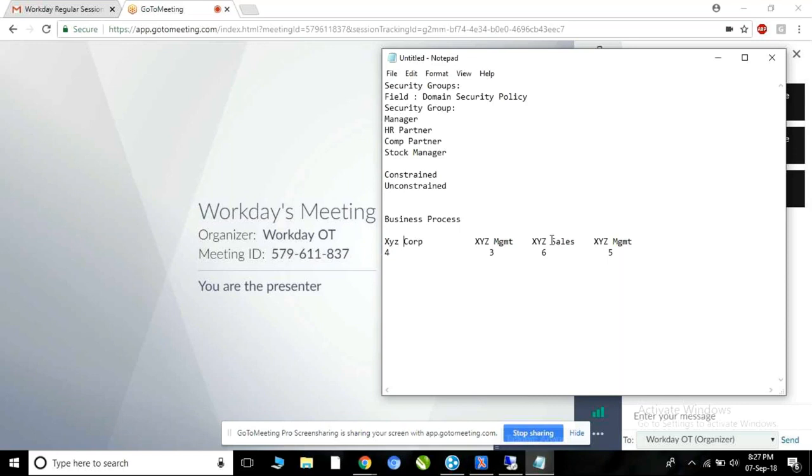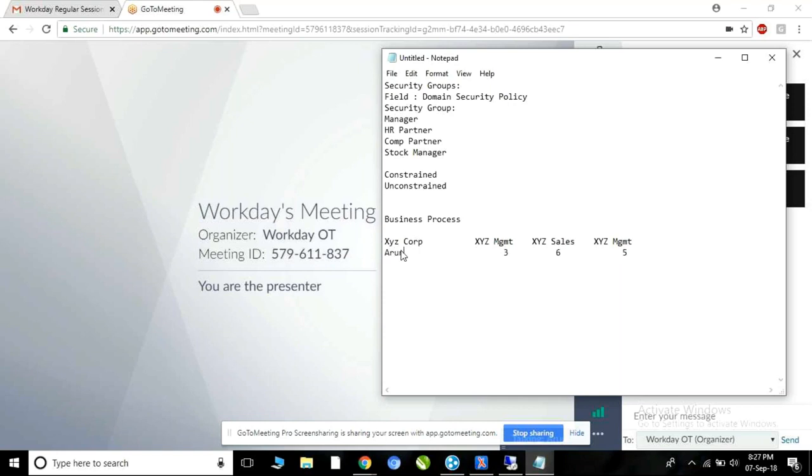That means a constrained security group can be only one employee in a particular supervisory hierarchy, right? No, not in the hierarchy, but a particular organization. Sorry, it is not clear to me. Okay, let's just put the names and then it will be easier for you to relate.